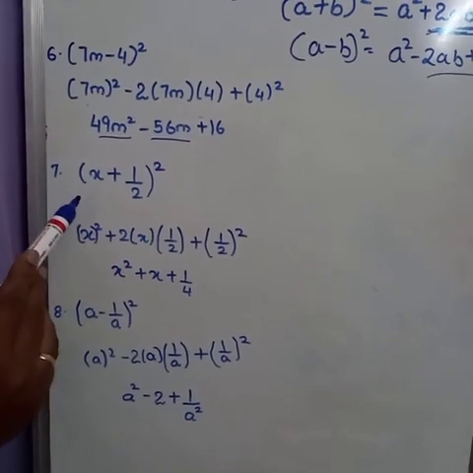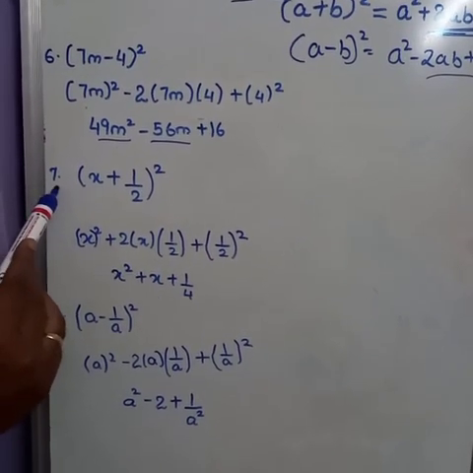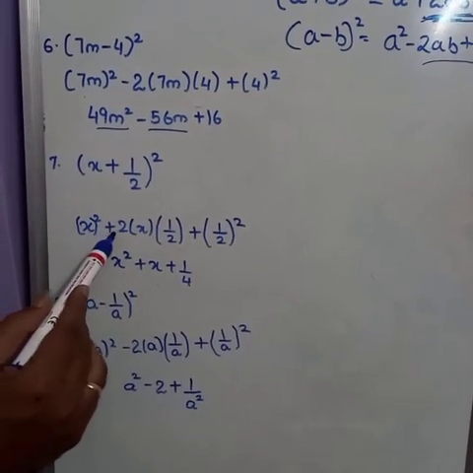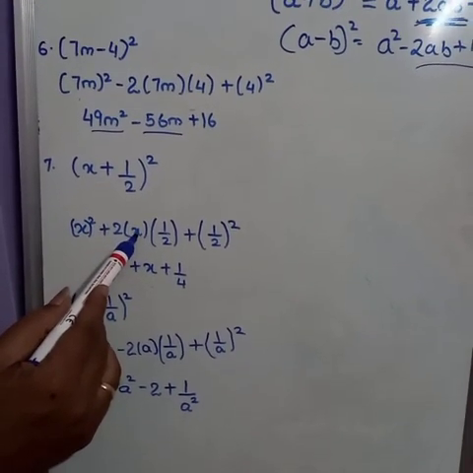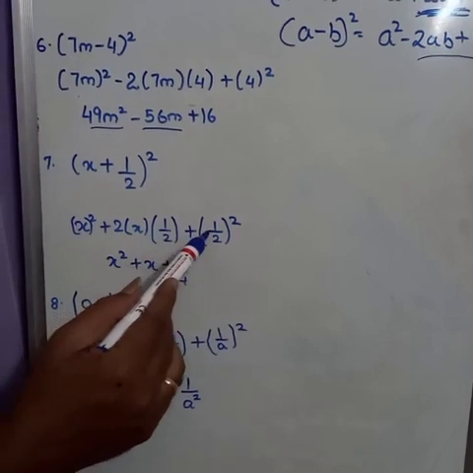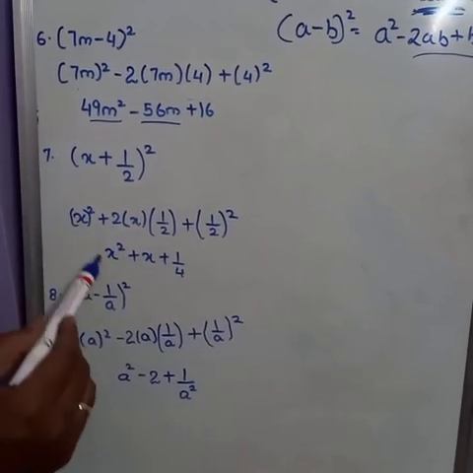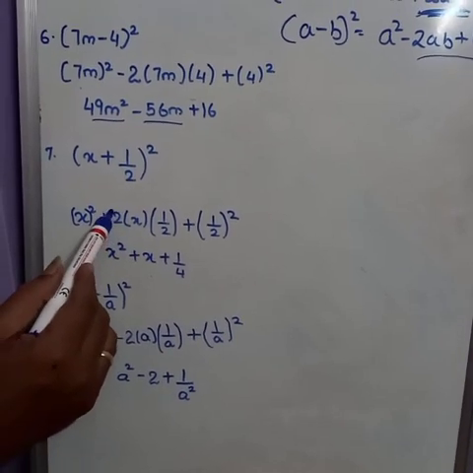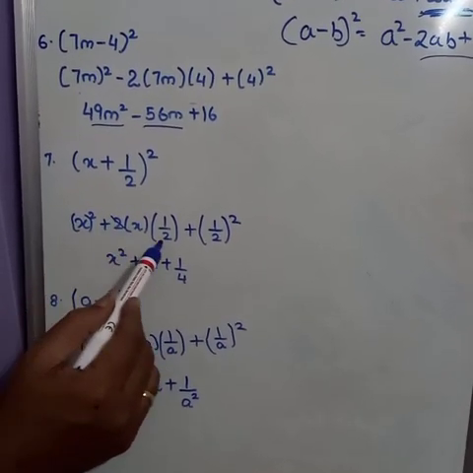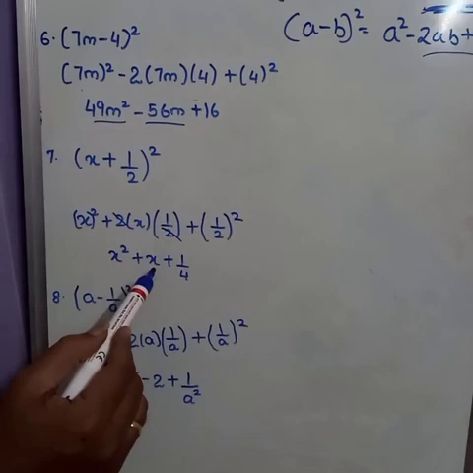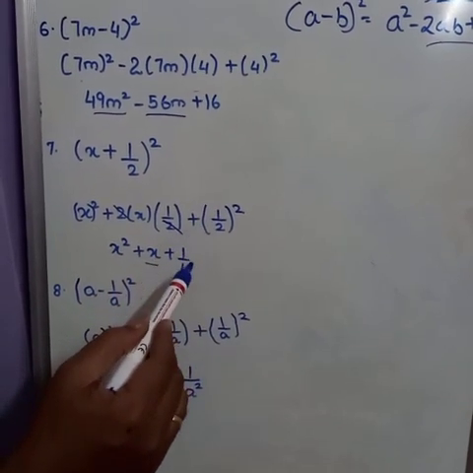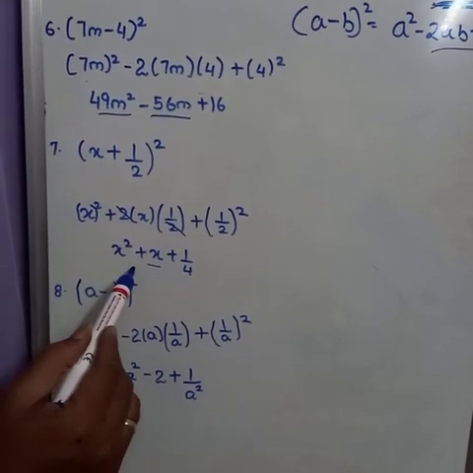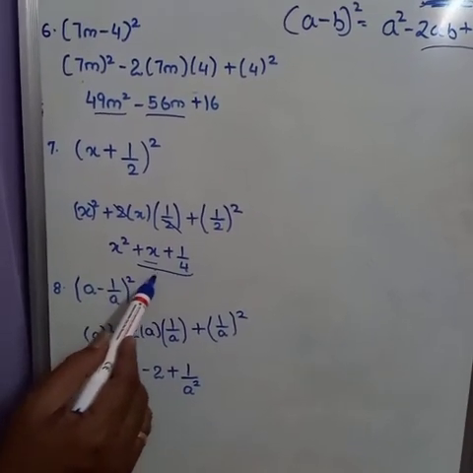The next one, 7th sum, that is (x plus 1 upon 2) the whole square. x square plus 2 into x into 1 upon 2 plus (1 upon 2) the whole square. x square, here 2 gets cut, x into 1, that comes up to x, plus 1 into 1 and 2 into 2, that's 4. So x square plus x plus 1 upon 4.